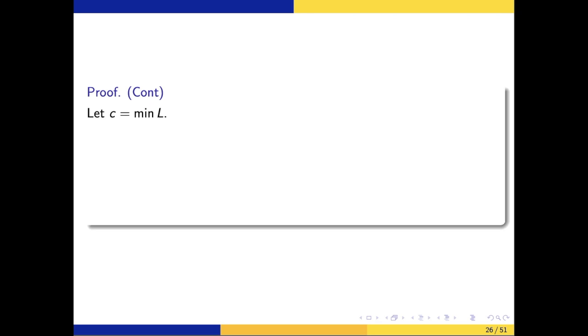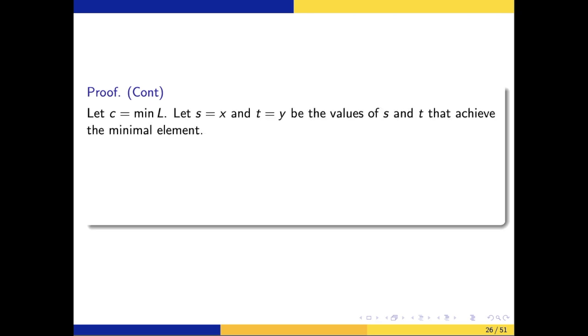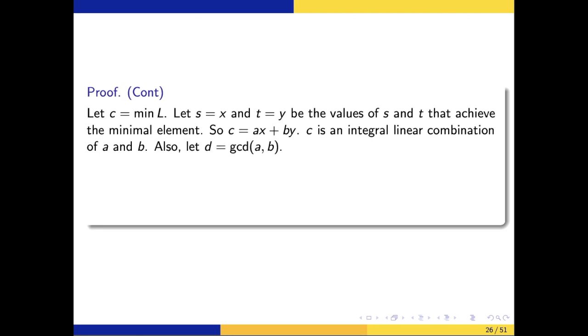Let C equal the minimum of L, and let s equal x and t equal y be the values of s and t that achieve the minimal element. So C equals ax plus by. C is an integral linear combination of a and b, which is positive. Also let D equal GCD of a and b. Earlier we proved that D divides every integral linear combination of a and b. So that means that D divides ax plus by, which equals C.